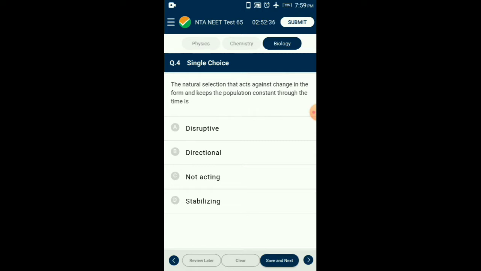Stabilizing selection is operating when the extreme phenotypes contribute fewer offspring to the next generation than those at the average phenotype. When selection acts to eliminate both extremes from an array of phenotypes, the frequency of the intermediate type, which is already the most common, is increased. So the answer for this question is option D, stabilizing selection.